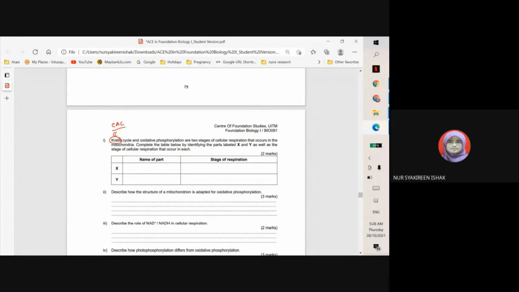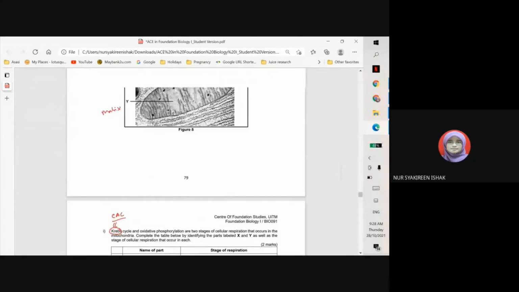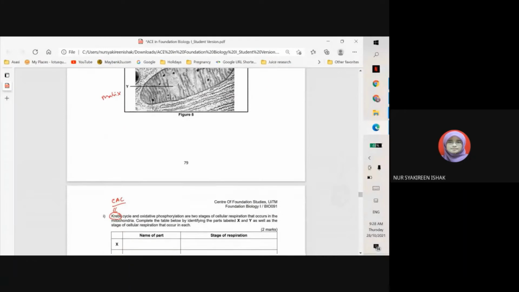Okay, so Krebs cycle or citric acid cycle and oxidative phosphorylation are two stages of cellular respiration that occur in mitochondria. Complete the table below by identifying the part labeled X and Y as well as the stage of cellular respiration that occurs in both. Okay, so saya dah namakan tadi kan. So kalau X tu apa? X tu is cristae.